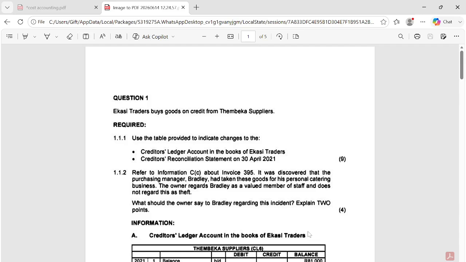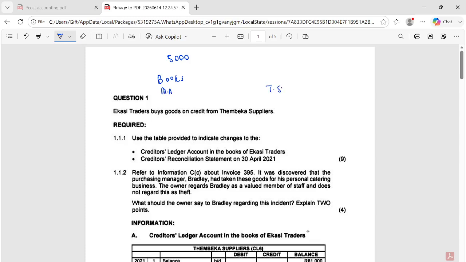Meaning when I go to that business and buy, let's say I'm buying a laptop from any different supplier, let's say Tembega Supply, right? I'm buying a laptop from Tembega Supply. Maybe the laptop costs me 5,000. I bought it on credit, by the way. So this is the books of My Accounting Knowledge, let me just say MA, and then this is the books of Tembega Supply.